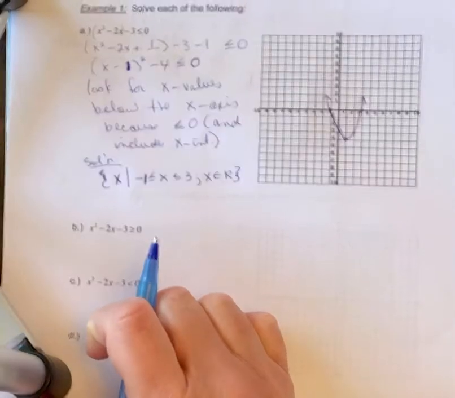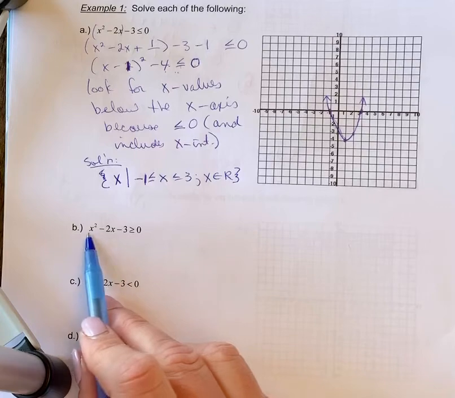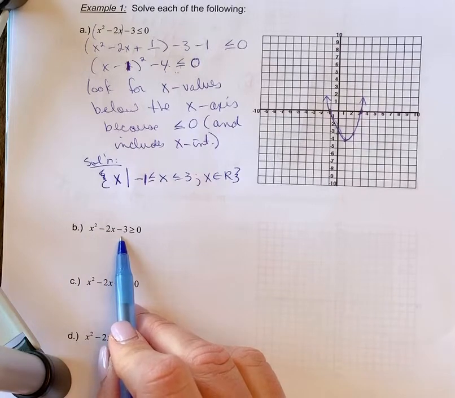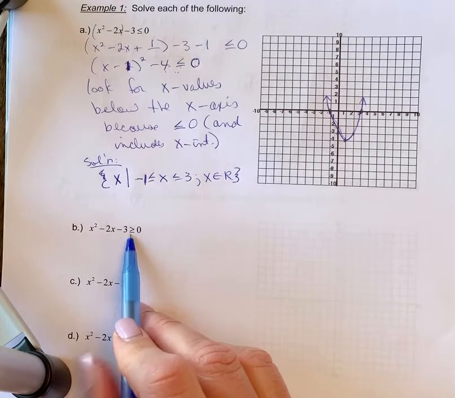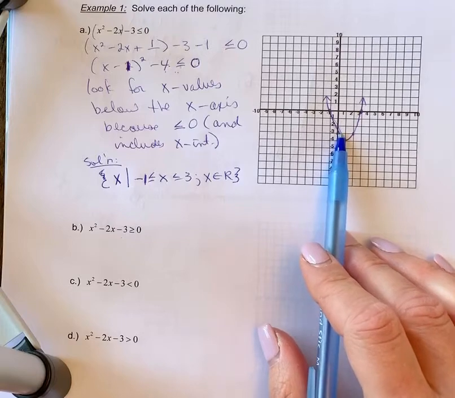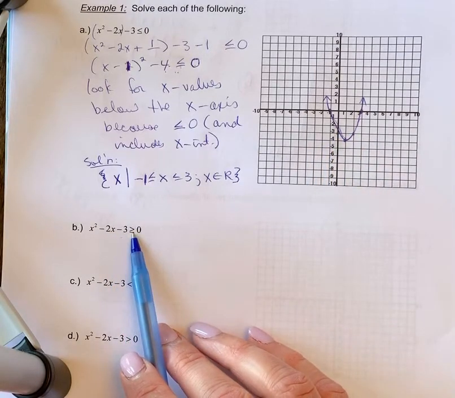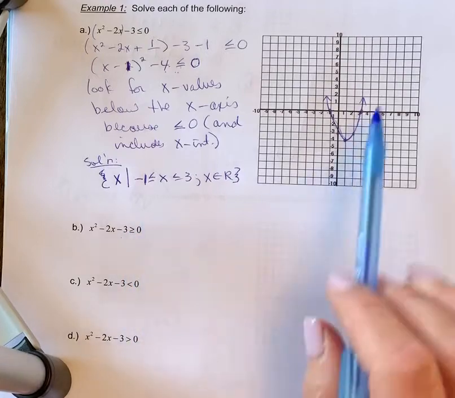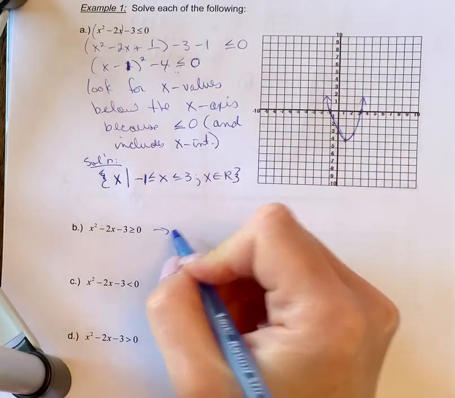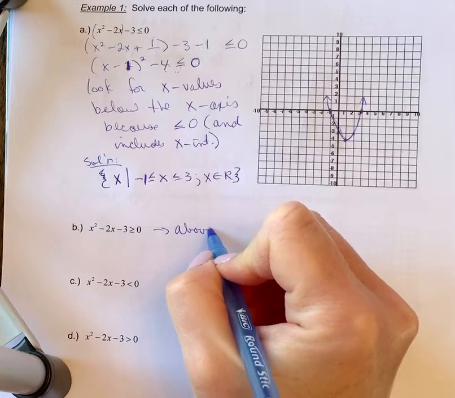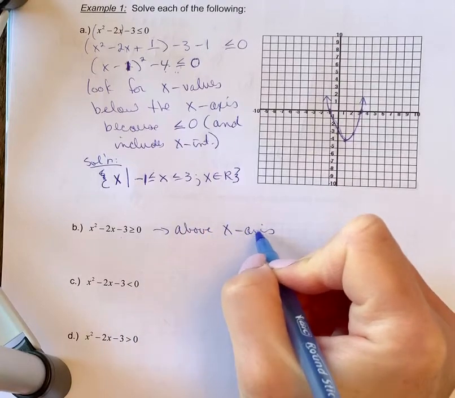Example 1, part B, we're now going to solve the exact same question, but now it's going to be greater than 0. So the graph's already drawn for us. We don't need to redraw that or complete the square again. But if you've got greater than 0, if it's larger than 0, that means we're going to look above the x-axis. So let's make a note about that. So you're going to look above the x-axis.